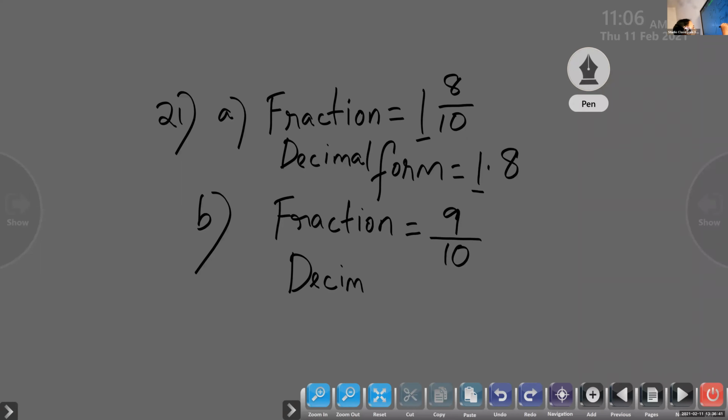Very easy. We have done it like this till now, decimal form. In question number 20 also we have written 9 by 10. What's the answer, Sarah? We have written already. 9 by 10, what's the answer? Decimal form. We will write 0 point 9. Very good. 0.9.